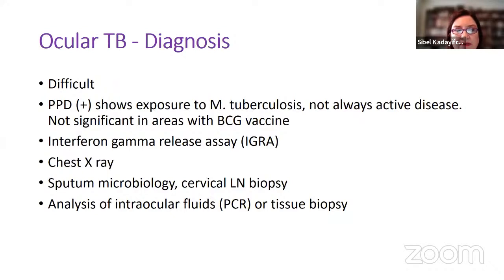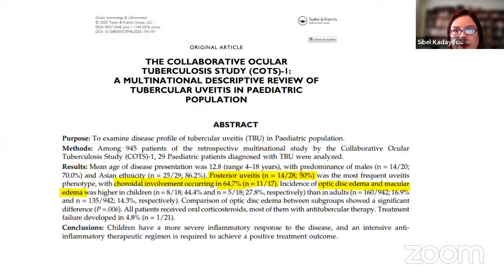Diagnosis is difficult. PPD positivity shows exposure to Mycobacterium tuberculosis, but not always active disease, and it is not significant in areas with BCG vaccine. Interferon gamma release assay positivity helps us a lot, chest X-ray as well, but analysis of intraocular fluids, PCR or tissue biopsy are the definitive diagnosis. This study has been already reviewed.